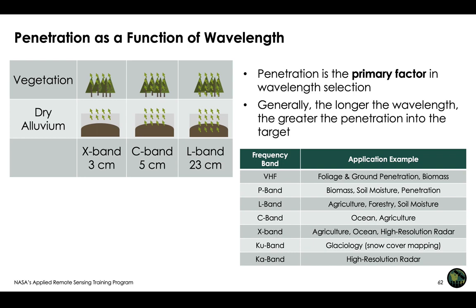There is a preferred wavelength depending on the type of study that you are conducting. The table on the right lists some of these. For example, the P-band is good for studies involving penetration through high biomass forests, such as those found in the tropics, and for assessing biomass.